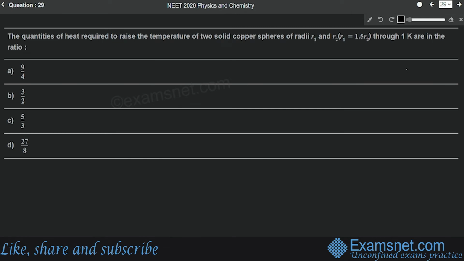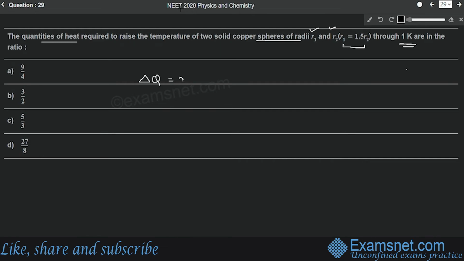Question number 29 is from thermal properties of matter, and the question is: the quantities of heat required to raise the temperature of two solid copper spheres of radii R1 and R2 through 1 Kelvin are in the ratio, and it is given that R1 is 1.5 times R2, right? Now we'll write the expression for delta Q, that means change in heat.